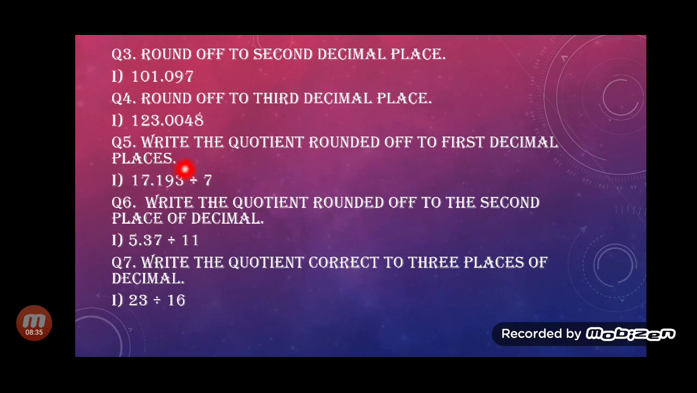123.0048. Write the quotient. Round off to the first decimal place, 17.198 divided by 7. Next, write the quotient rounded off to the second place of the decimal, 5.37 divided by 11. Question 7. Write the quotient correct to the 3 places of decimal, 23 divided by 16. Children, you can do all these sums in your copy.